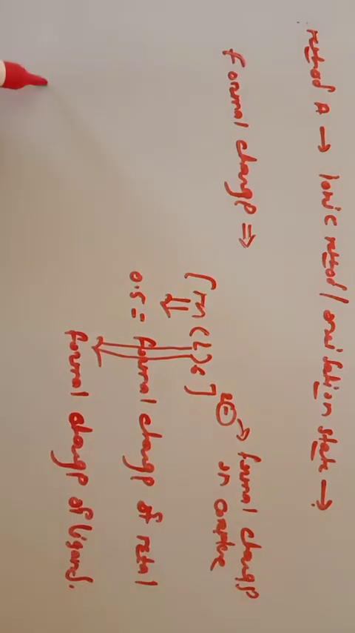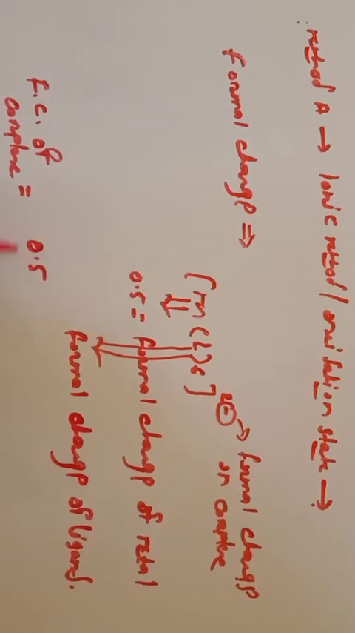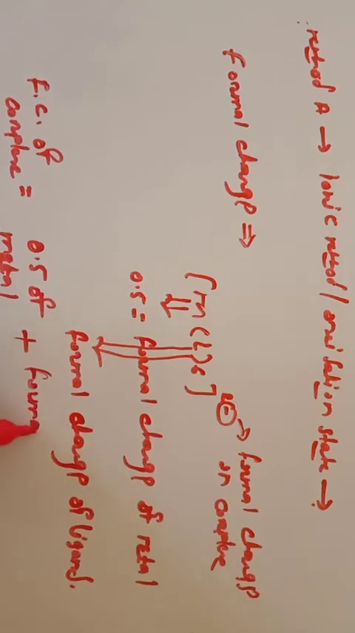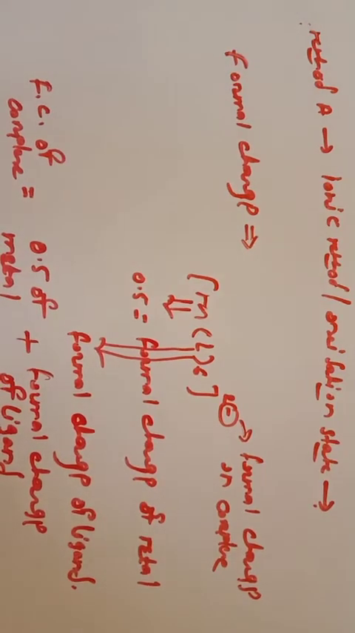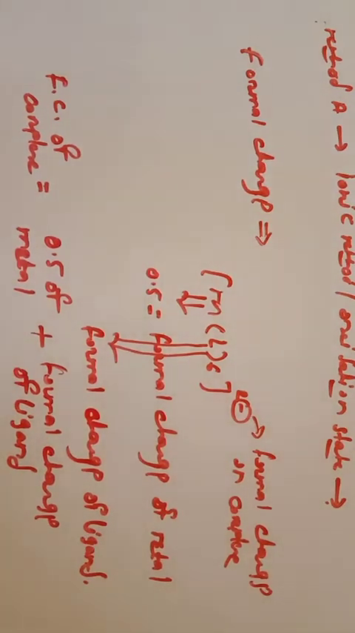The formal charge of the complex can be found using the oxidation state of the metal, that is the formal charge on the metal atom, plus the formal charge of the ligand. So the formal charge on the complex can be found with the help of the oxidation state of the metal atom plus the formal charge of the ligands. So this is regarding the formal charge.